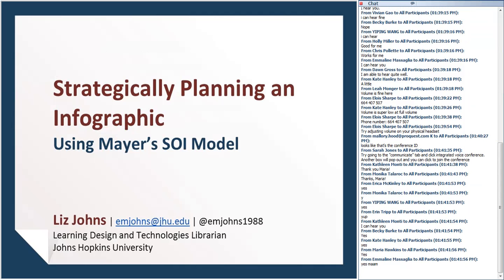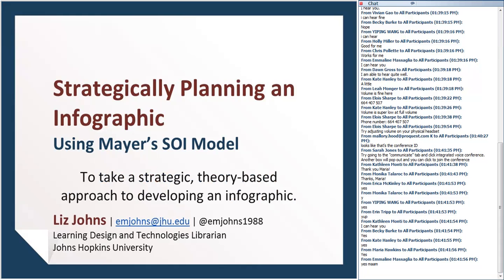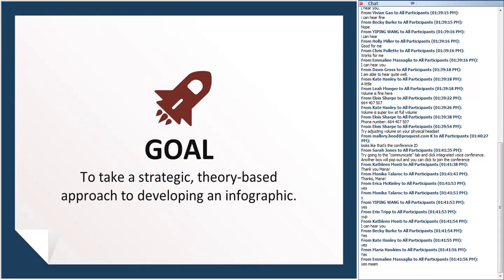an infographic. So I'm going to start by talking a little bit about the constructivist learning theory. I promise not to spend too much time on it, just a few minutes just to introduce you to it. And then I'll introduce the SOI model. So forgive that typo in the slides. It's not SOE, it's SOI. I work with the School of Education at Hopkins, so I'm typing SOE all the time, so I apologize for that typo, but it is SOI model. And then I'll talk about how to use the model to plan an infographic.